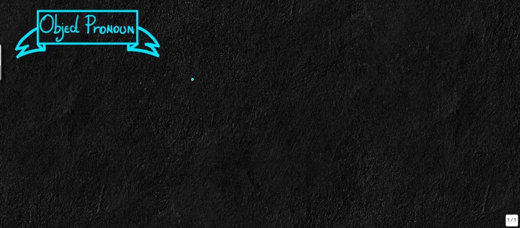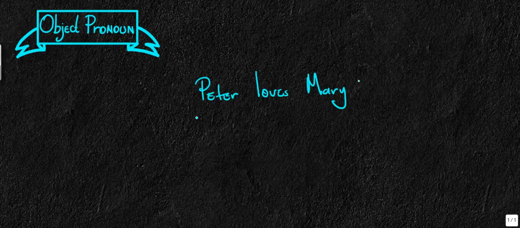Let's say the sentence, Peter loves Mary. And you can see here, and this is something that happens with every sentence in the English language, that this sentence is divided into three parts. The first part over here is what we call the subject. And in this case, the subject is Peter.